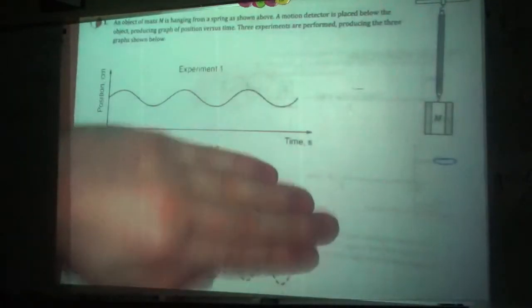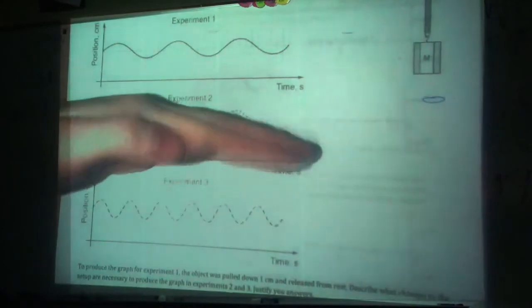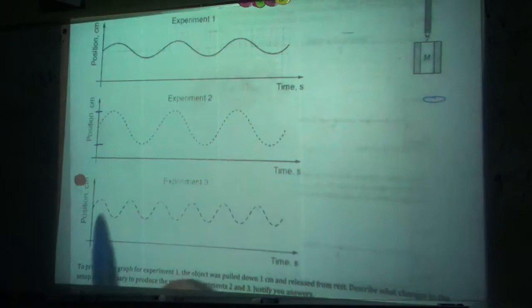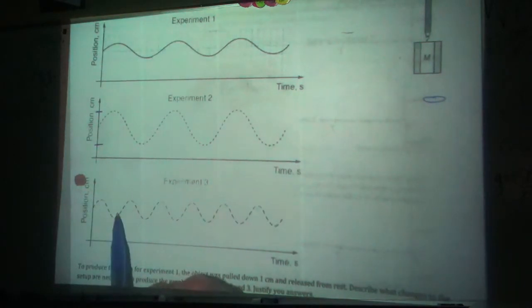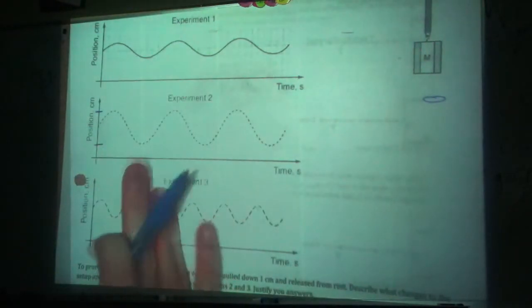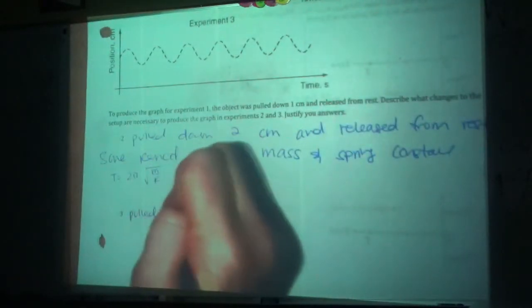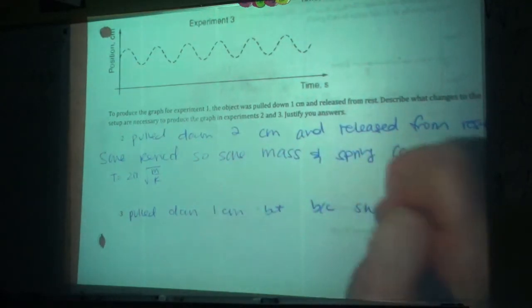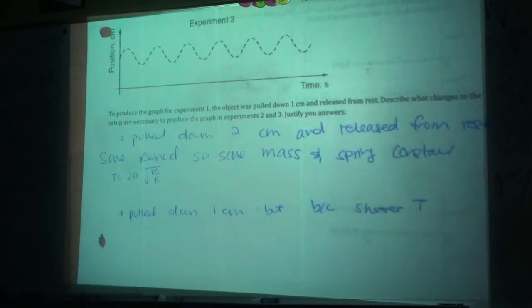Now in graph 3, again, we're comparing back to experiment 1. Compared to experiment 1, now my amplitude is back to the 1 centimeter, but I have a much shorter period. Now it takes way less time to complete one oscillation than before. So it's pulled down 1 centimeter, but because you have a shorter period, we know that either my mass or my spring constant has changed.